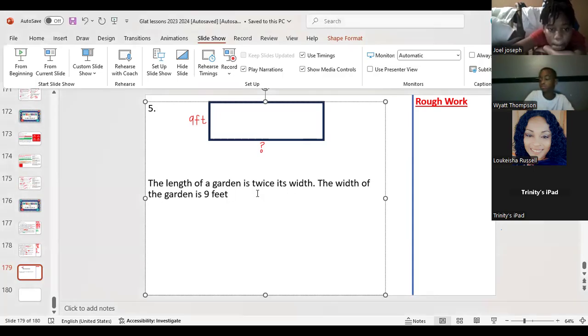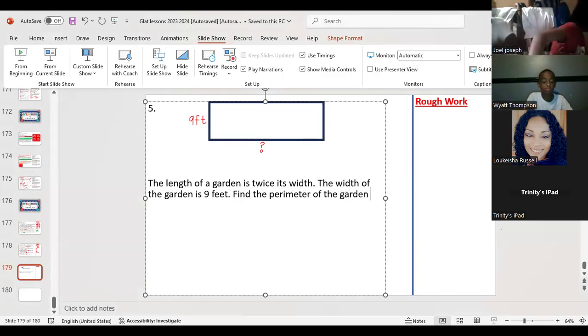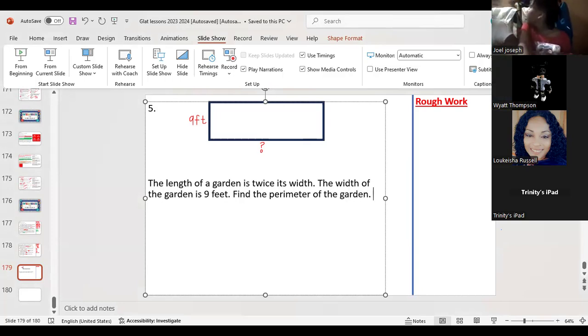The width of the garden is 9 feet. Find the perimeter of the garden.